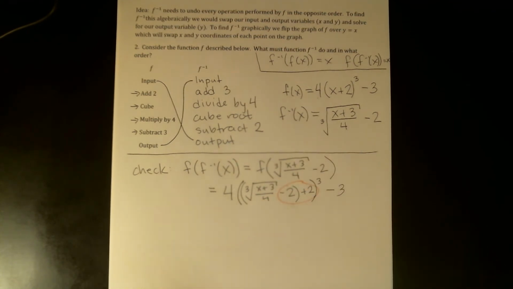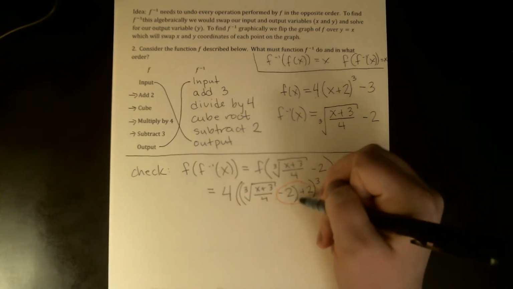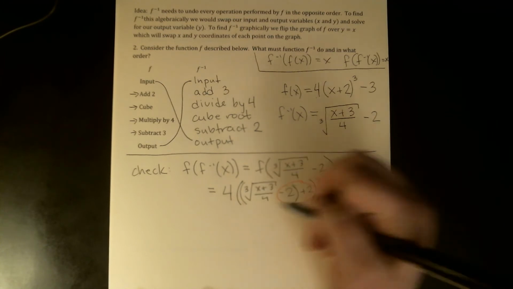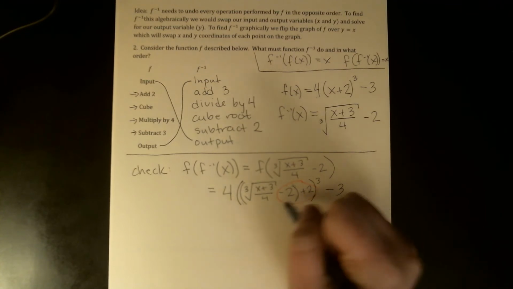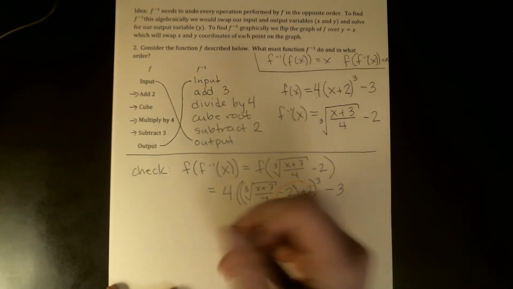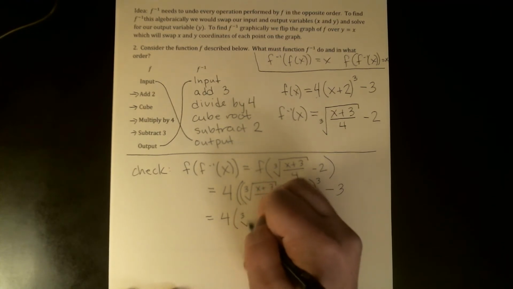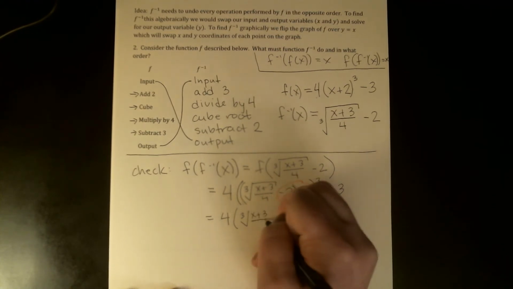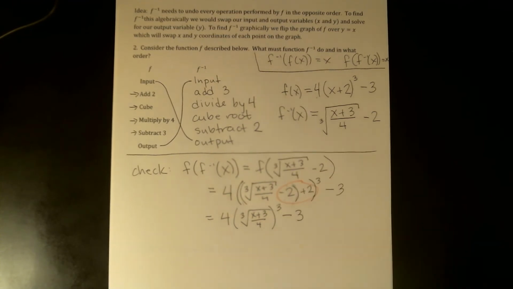The parentheses in here around my input, I don't need. There's no multiplication attached to them. There's no operation, or I'm sorry, no exponent attached to them. I can just drop them out. I don't need them to separate off the addition. So the 2's drop out, and I'm left with the cube root of x plus 3 over 4 cubed minus 3.